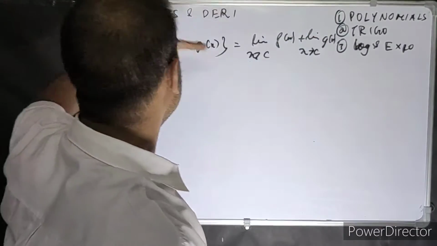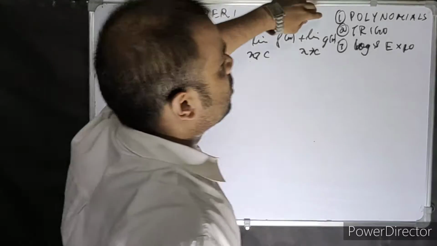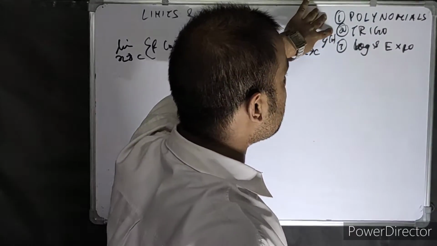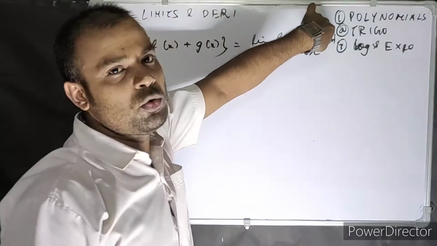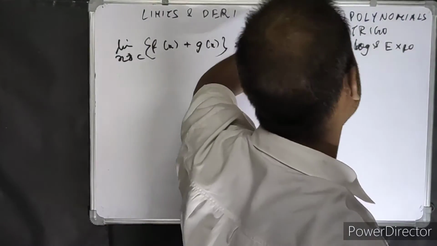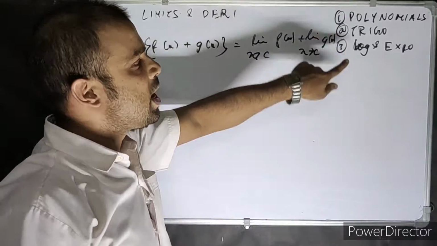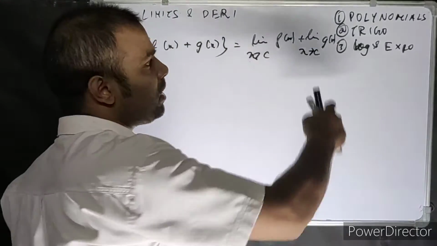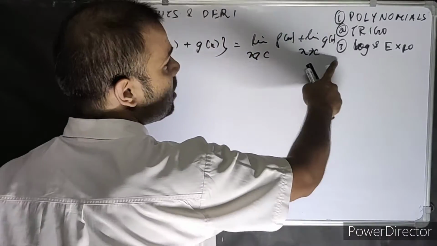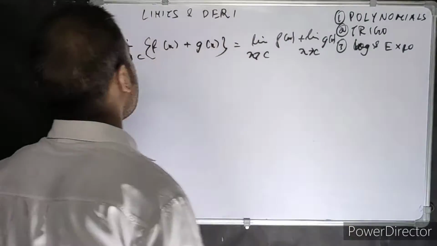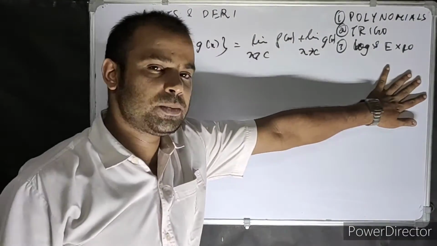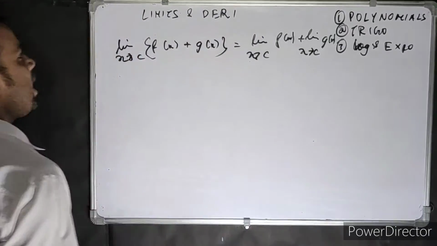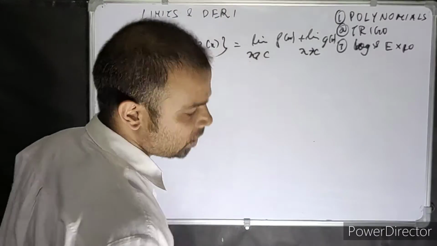The first part you're going to write as polynomials. So with polynomials we'll be solving some questions. Then the second part of formulas I'm going to give you with trigonometry, because we're going to have some questions on trigonometry also. And the third part is with logarithm and exponents. That's why I've written these three parts already. In the third part we are going to have questions on log and exponents. So we need some formulas that are required in limits to solve these type of questions.